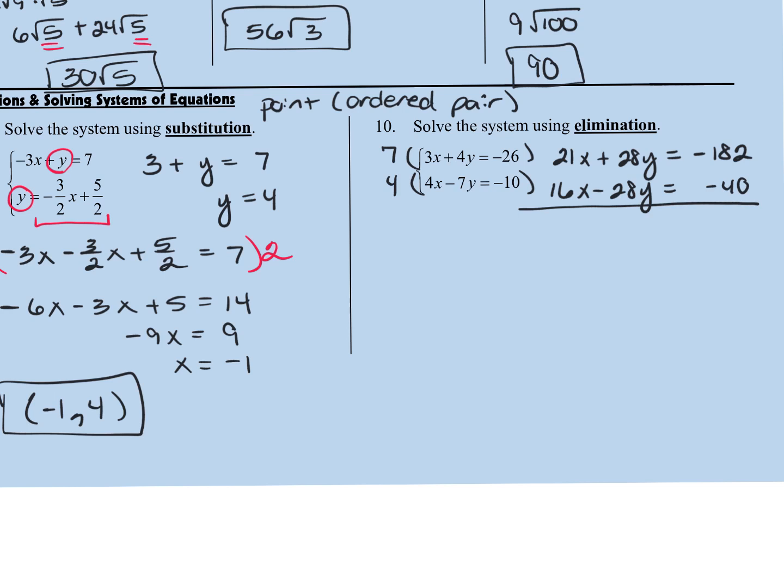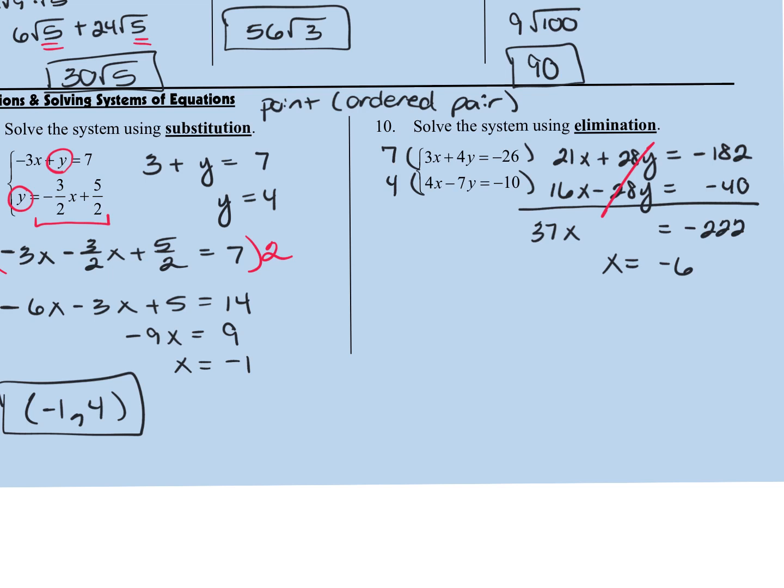So if I add these two equations together, the y's drop out. They cancel each other. I get 37x. On the right-hand side, I have negative 222. So x will be a negative 6. And again, it doesn't matter which equation you choose to substitute that negative 6. You can choose either one. I'm going to choose the first equation, but it doesn't matter.